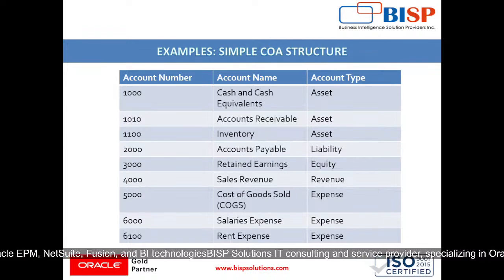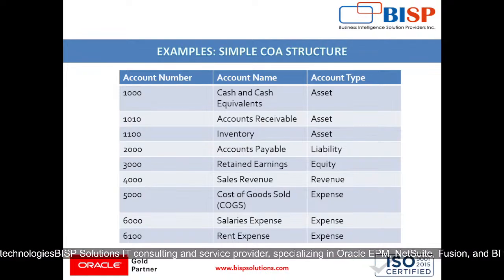And accounts payable, which is a liability, we will be mentioning account number 2000. Retained earnings, it is an equity, so we will be mentioning 3000 as the account number. Then comes our sales revenue, which is a revenue, and the account number we will be giving is 4000. And the COGS, which is cost of goods sold, is an expense, so we will be mentioning 5000 as the account number.